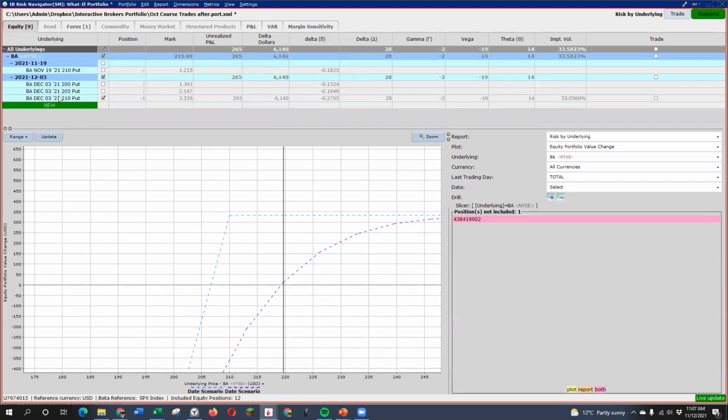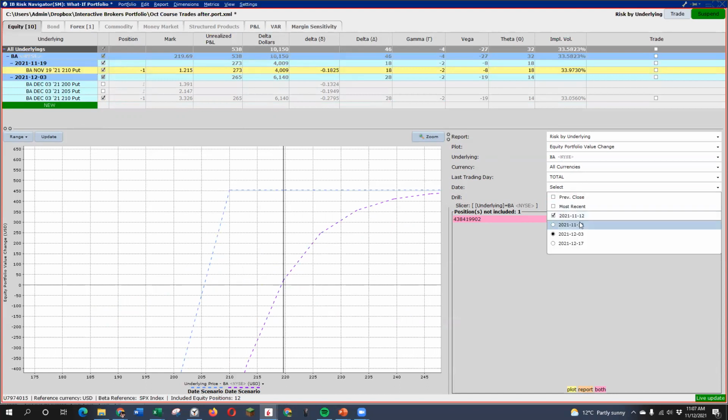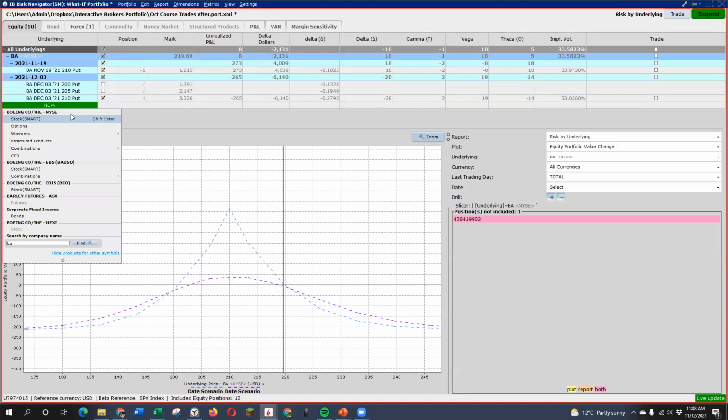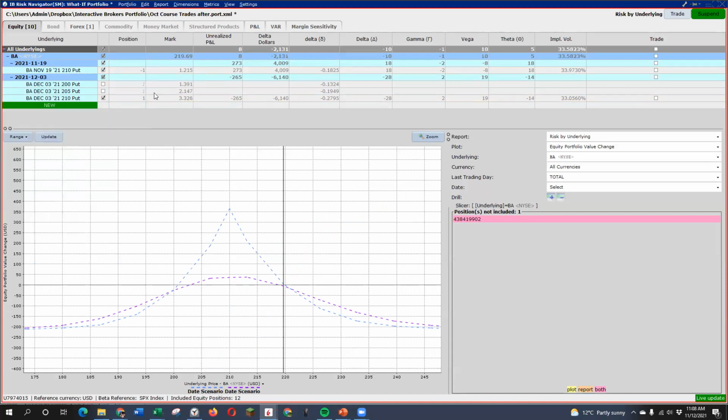You could roll just the short leg. Yep, we can take a look at that. So that's our initial position. So you're saying take this one off and roll it up to say December 3, turn it into a vertical spread. I guess you'd buy this one to close and then you'd sell this one, for example, if you're confident it's not going to get below 210.